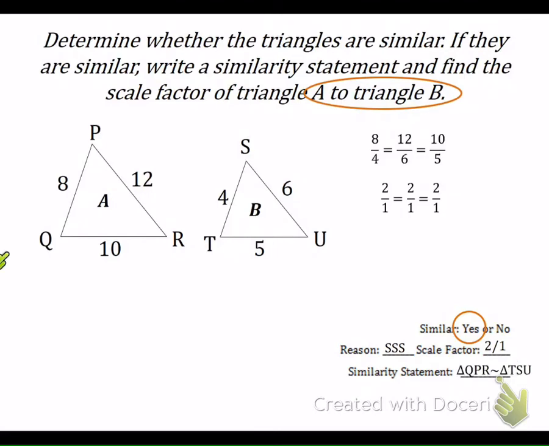So if I write the first one as QPR, the next one needs to be TSU. Don't use the congruent symbol. Some of you are doing that on your quiz. Remember, there's no equal sign. It's just the squiggle part.